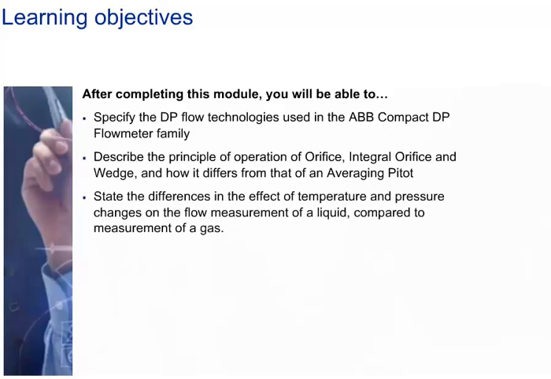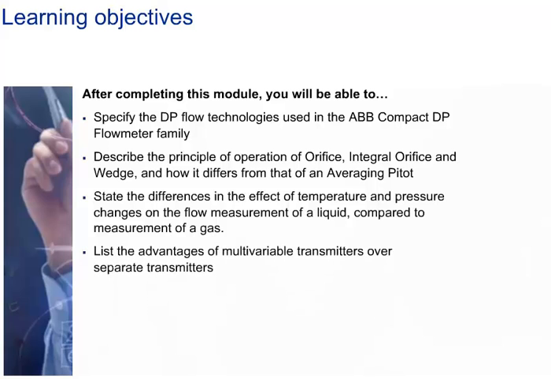State the differences in the effect of temperature and pressure changes on the flow measurement of a liquid compared to measurement of a gas. List the advantages of multivariable transmitters over separate transmitters.